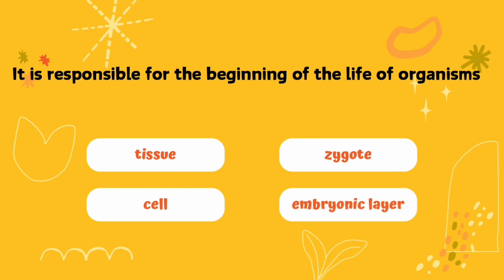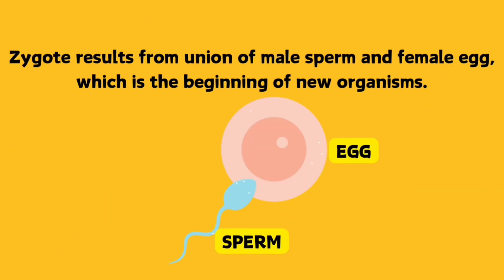The next question is: which of the following is responsible for the beginning of life of an organism? The options are tissue, cell, zygote, or embryonic layer. The answer is zygote. A zygote results from the union of a male sperm and a female egg, which is the beginning of a new organism.